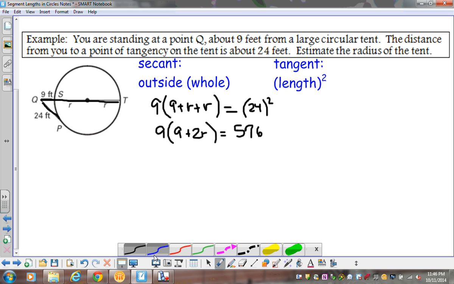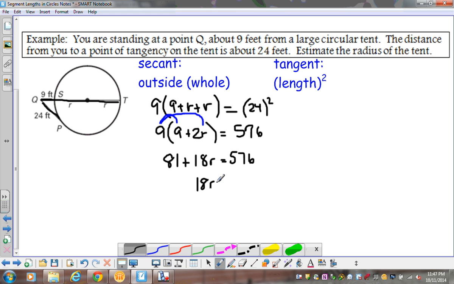All right, so now on the left-hand side, we can distribute. So 9 times 9 is going to give me 81, plus 9 times 2R is 18R, equals, and I've got my 576 over here. Comes down to a basic algebra problem now. Subtract your 81 over, gives you 495.